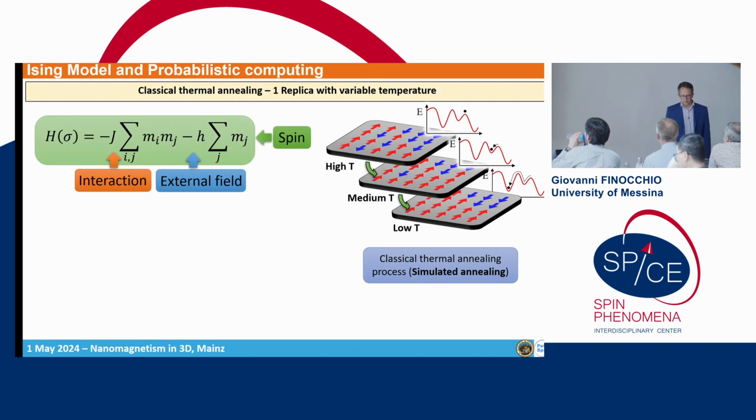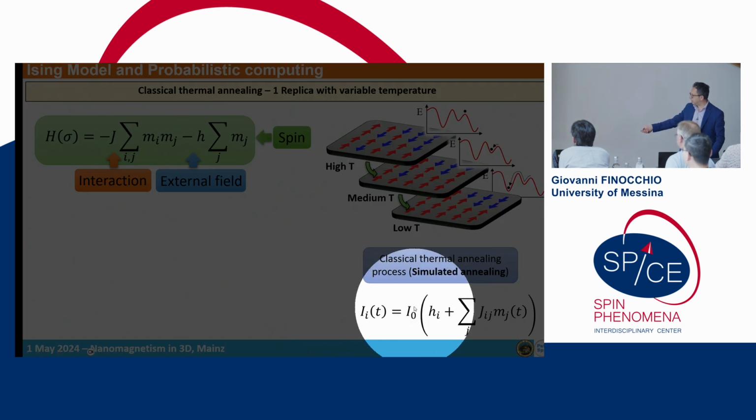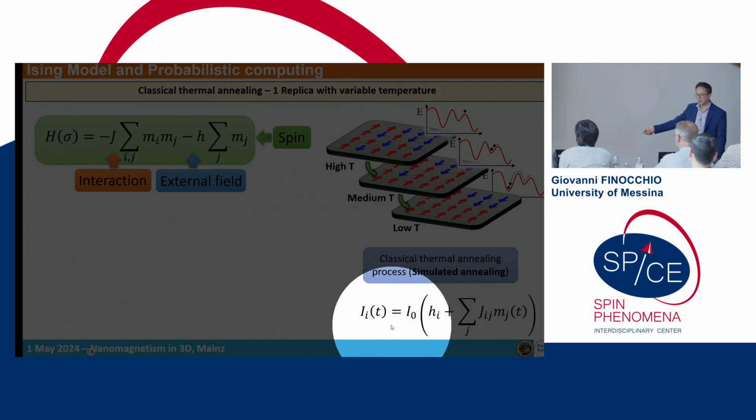For example, a very standard approach using classical thermal annealing. So you have your system, your temperature is very big, and then you slowly reduce the temperature over time, and at some point you get stuck in a local minimum or in the best minimum, right? So you run your algorithm, and the way you control this temperature in probabilistic computing is by changing this I0 as a function of temperature.